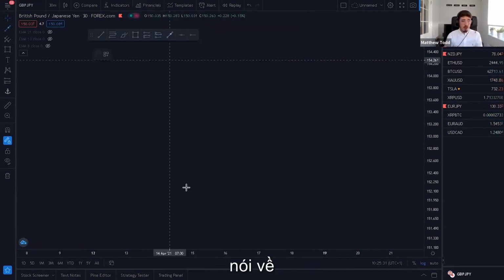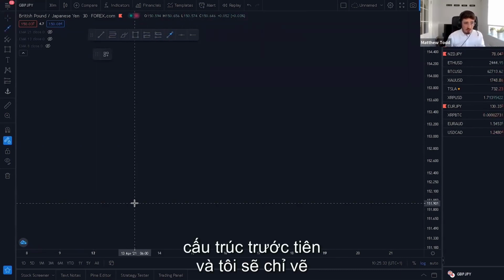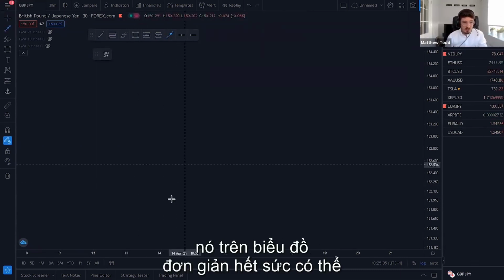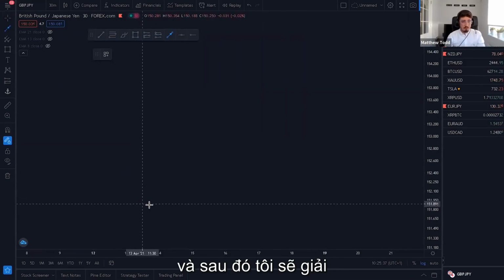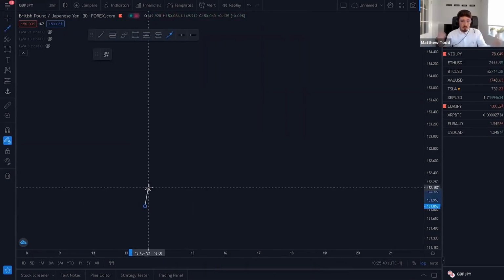So we'll crack on into it and talk about the structure first. I'll just draw it out on this chart as best I can. And any questions, you can obviously pop them in the comments, and I'll keep a little eye on them.